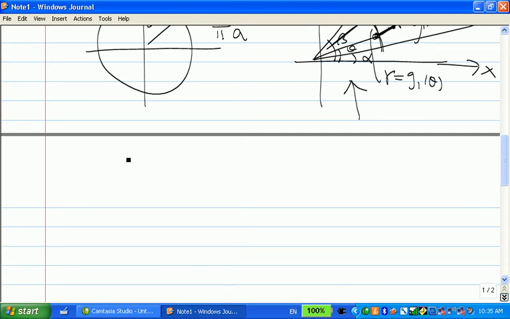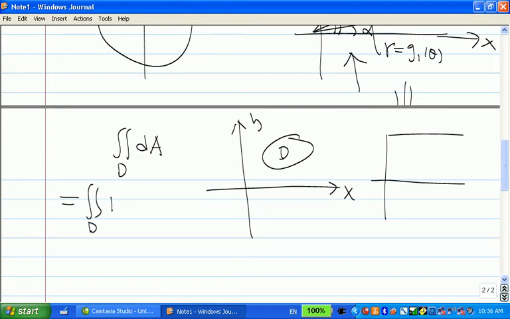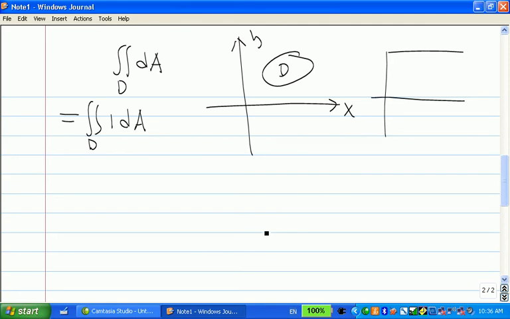Okay, first of all, let me ask you a question. For given domain D here, I give you domain D here, okay, x and y. What does this double integral mean? In this one, you said I don't see any f(x,y) there. That means what? That means the function we have there is a 1. Okay. So what kind of function is that?